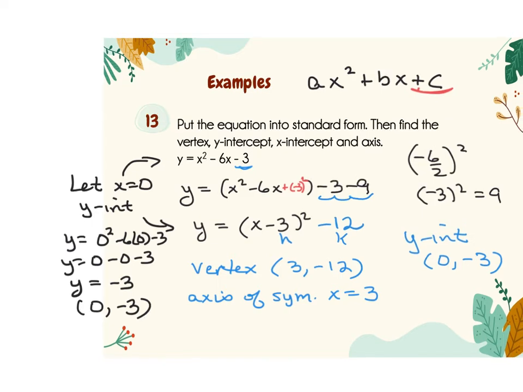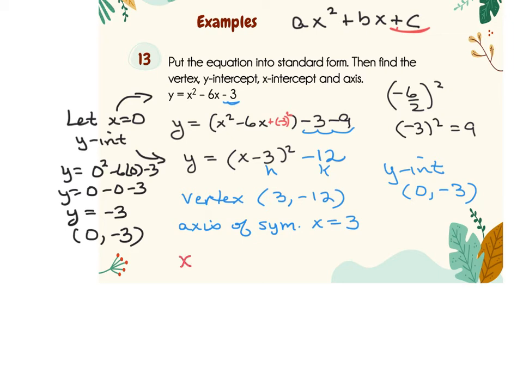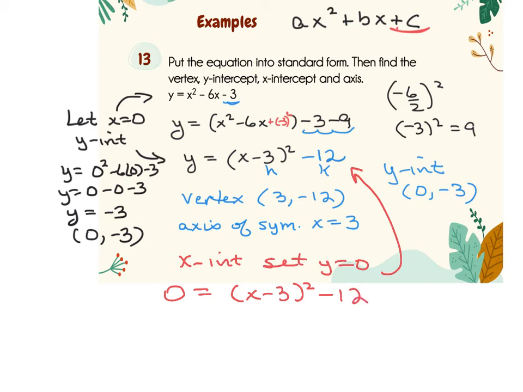Next, I need to find the x-intercepts. So to find the x-intercepts, I'm going to set y equal to 0. And the easier way to find the x-intercepts is to use the standard form. You could go back to the original, and if it's something that could be factored, that would be the faster way probably, but this one cannot be factored. So let me go ahead and use my standard form. So again, set y equal to 0, (x minus 3) squared minus 12. I'm going to add 12 to both sides.